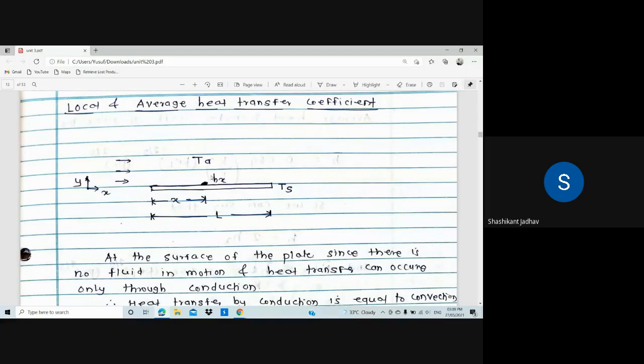Okay. At the surface of the plate, the fluid is moving, but at the surface what will happen, there is higher friction, and due to that high friction, the fluid is not in motion, and because of that heat transfer takes place due to conduction.